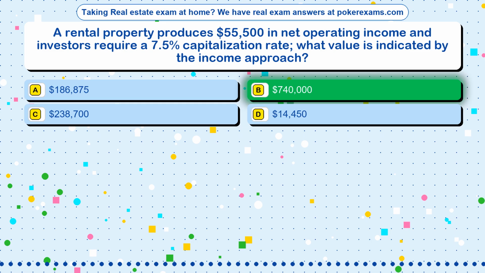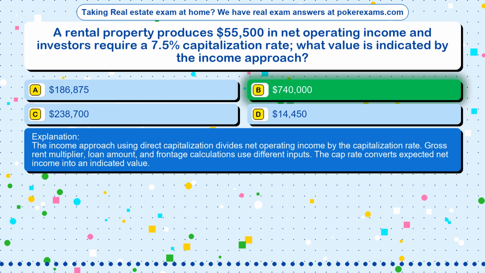The correct answer is option B, $740,000. The income approach using direct capitalization divides net operating income by the capitalization rate. Gross rent multiplier, loan amount, and frontage calculations use different inputs. The cap rate converts expected net income into an indicated value.